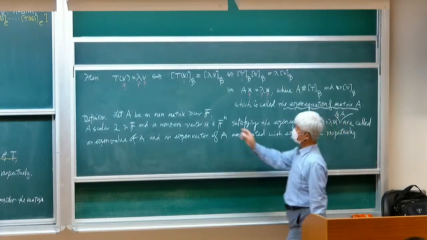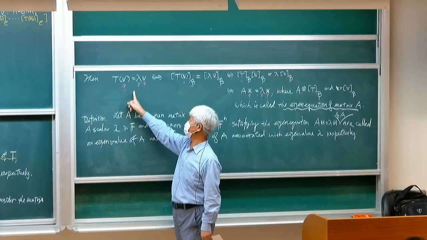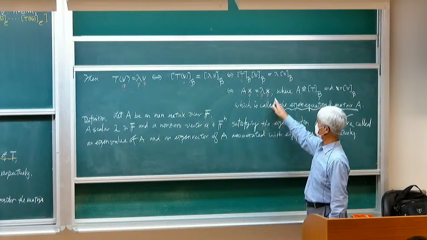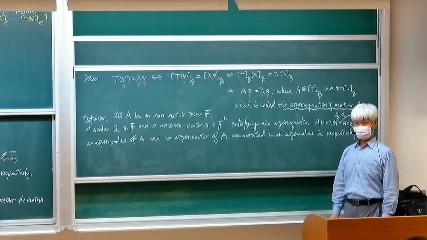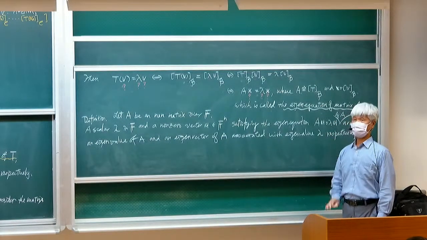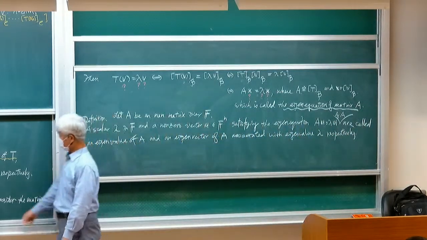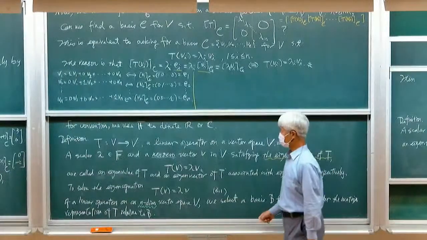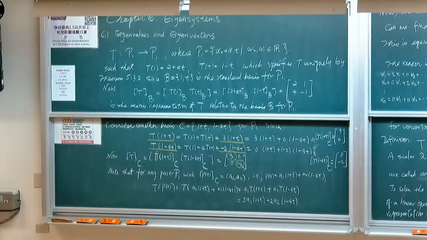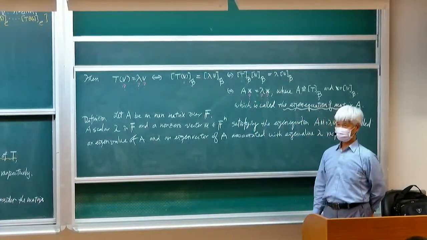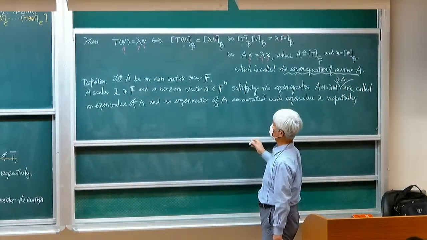So to solve the eigen equation of linear operator T on an n-dimensional vector space, it is equivalent to solving the eigen equation of the matrix representation A of the linear operator T relative to a selected basis B. As you can see later on, if we can select a good basis such that the matrix representation is diagonal, then the solution will be easy. We will see that later.